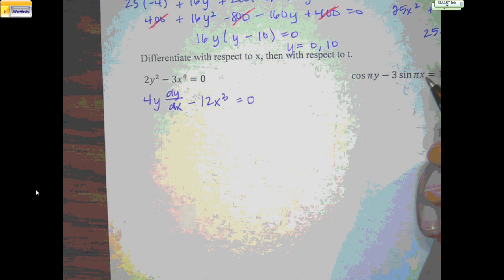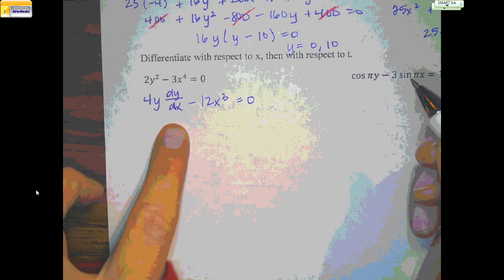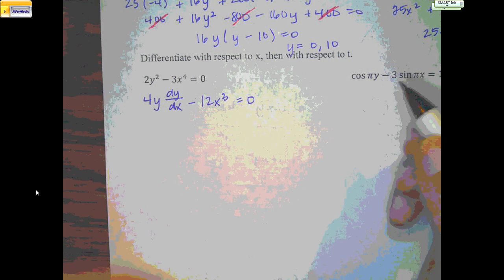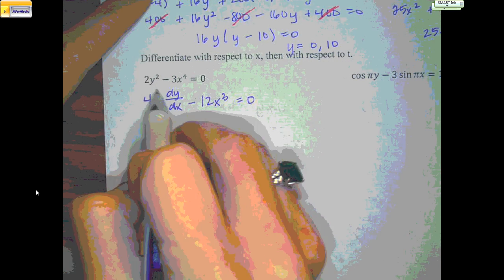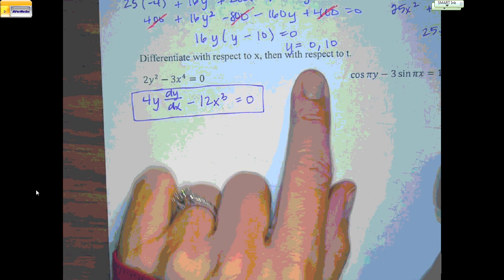So we did differentiate with respect to x. We're going to call that one done. It doesn't say to solve for dy dx and get that by itself. We're just going to leave it. That is the answer. Alrighty, so we're good with that piece. Then it says to differentiate with respect to t.